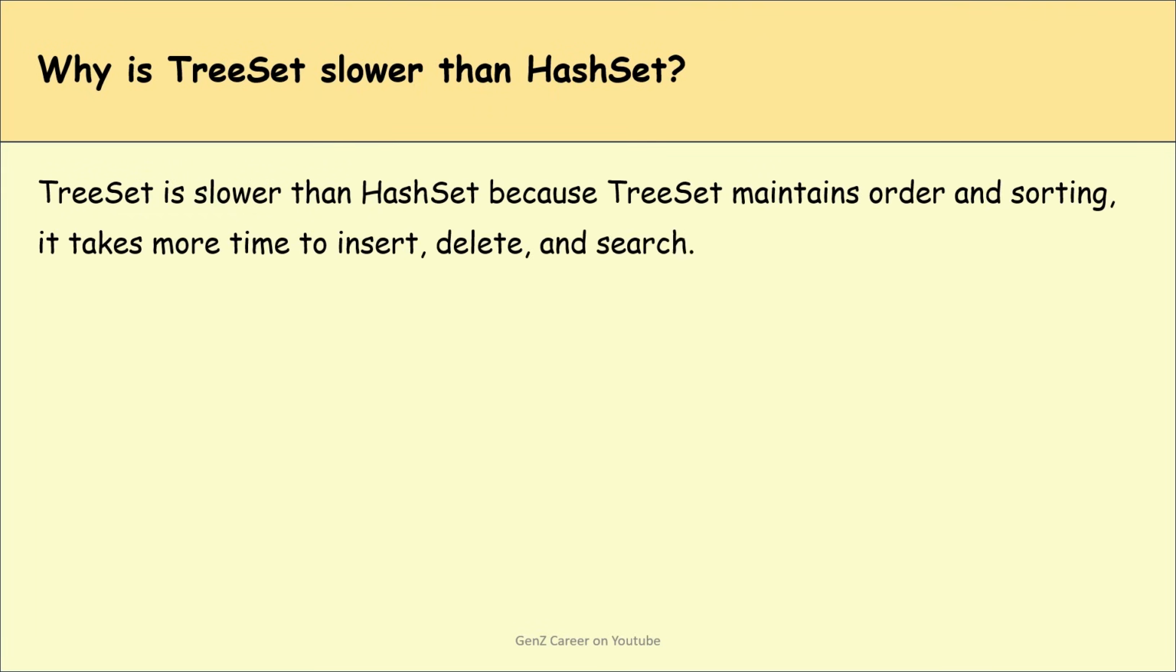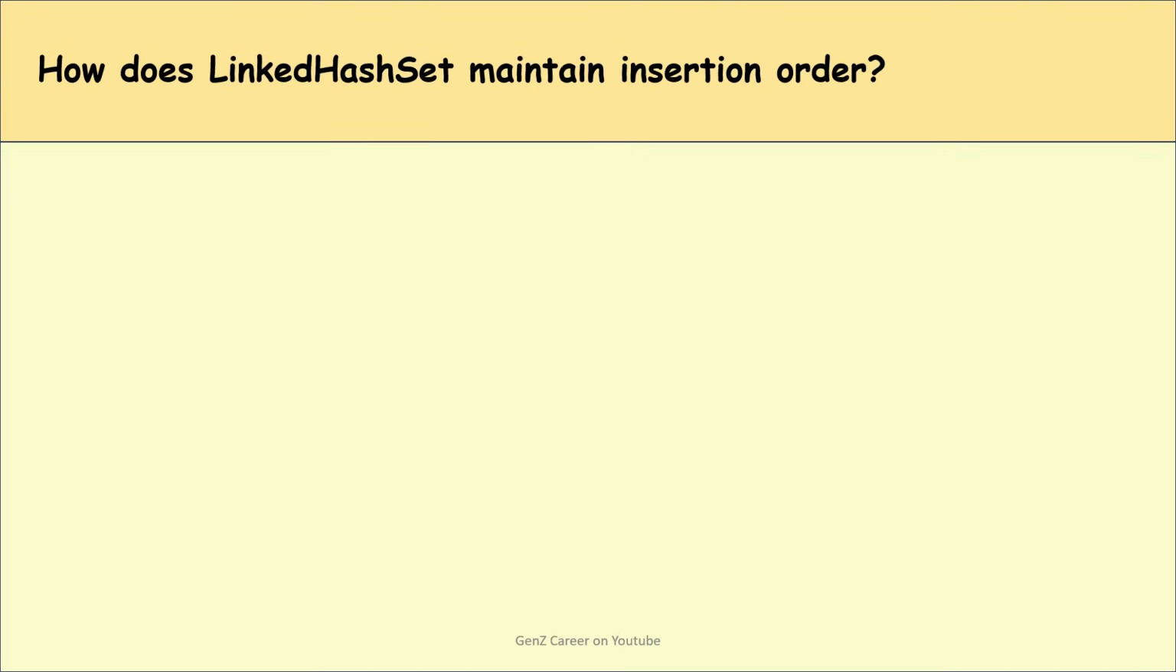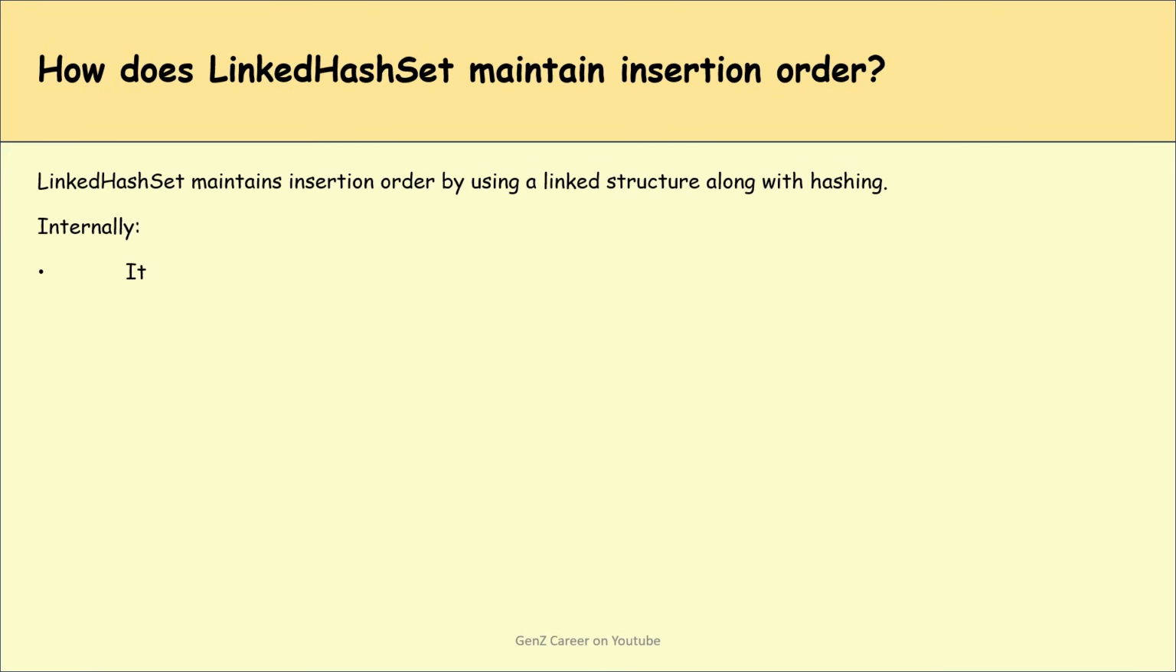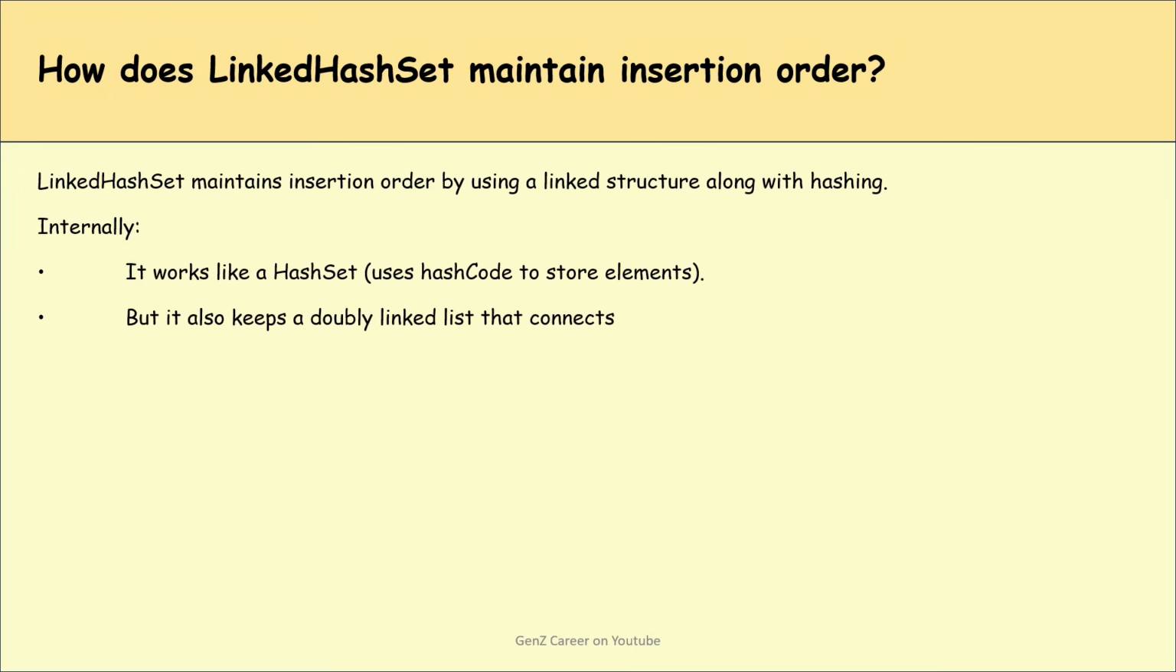Okay. Next question is, how does LinkedHashSet maintain insertion order? So basically, LinkedHashSet maintains insertion order by using a linked structure along with hashing. Let me tell you what happens internally. It works like a HashSet. It uses the hash code to store elements, but it also keeps a doubly linked list that connects elements in the order they were added.